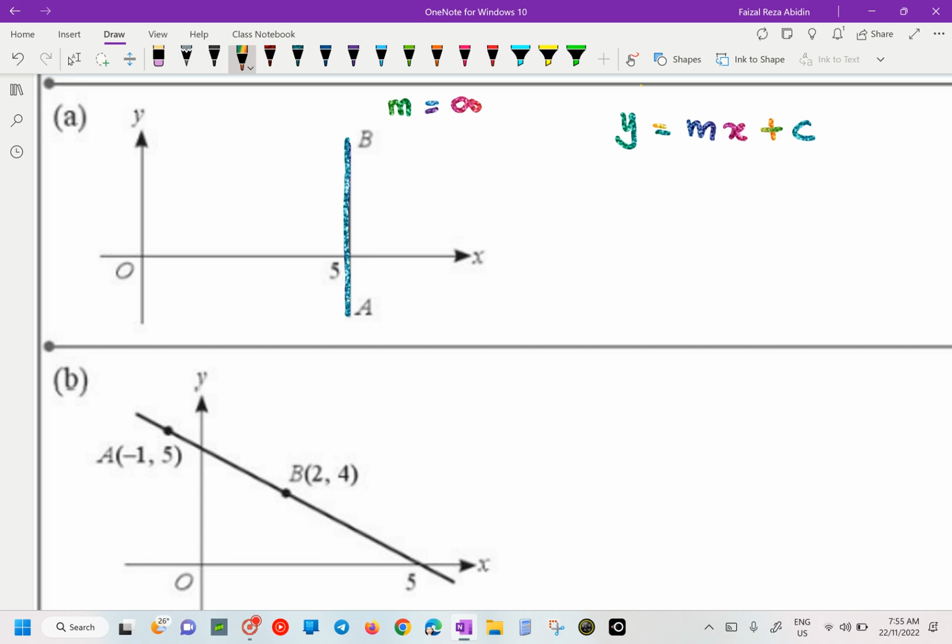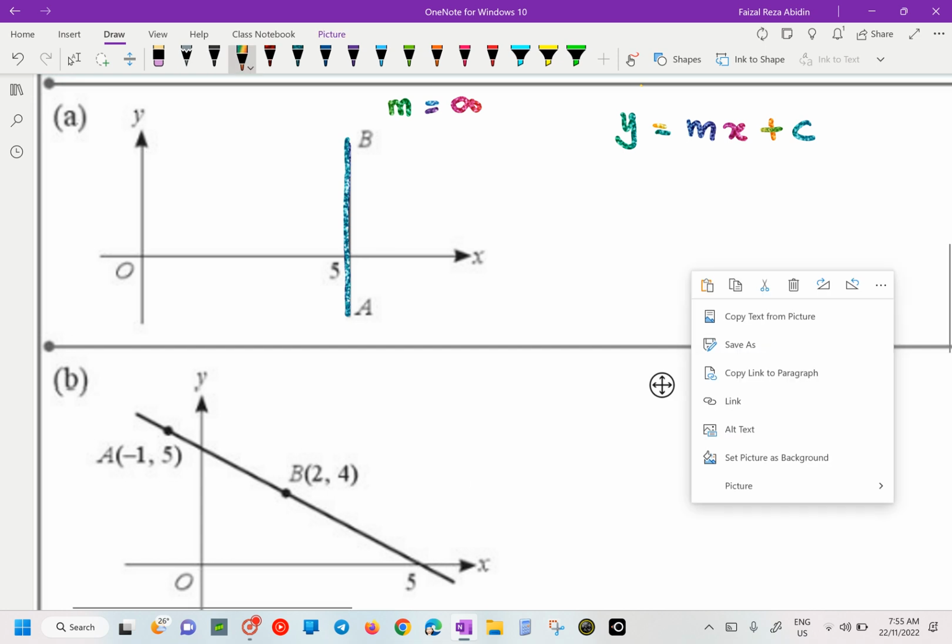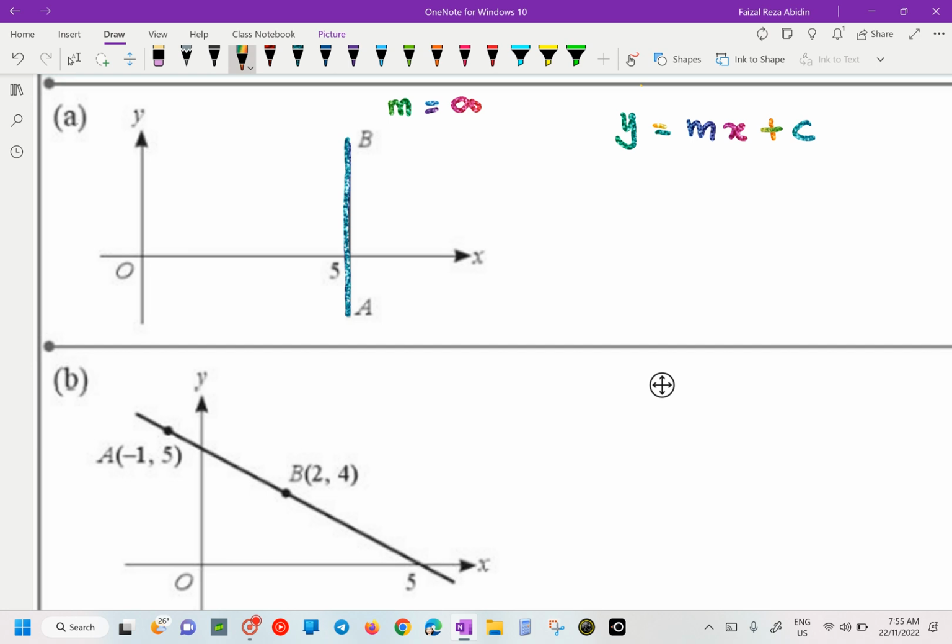So our equation of a straight line will become what? You only look at our x there. Is there any y? If our gradient is undefined, did we have any y-intercept? If you look there, we only have the value of x. It means that the equation for our straight line over here will be x equals 5.